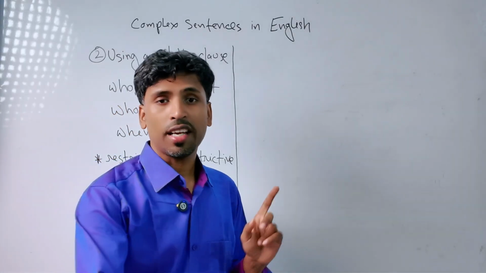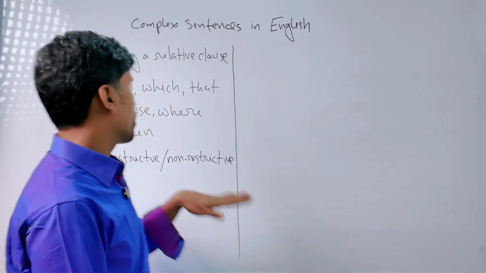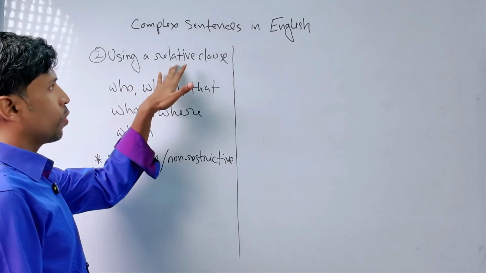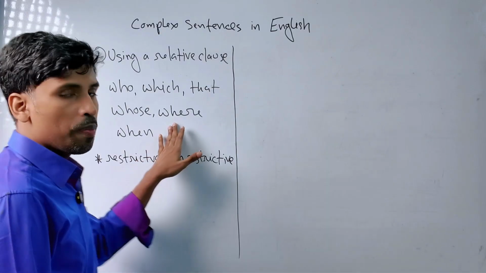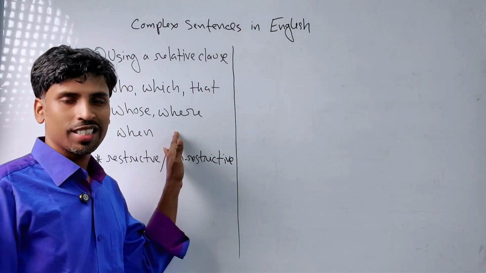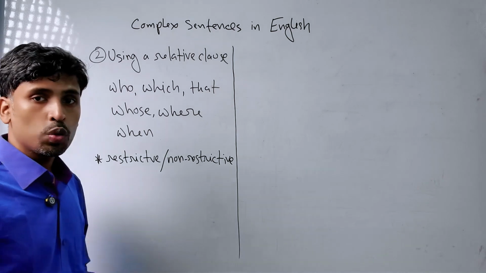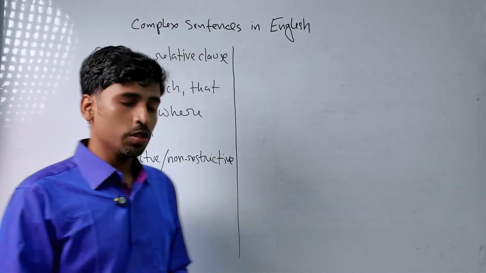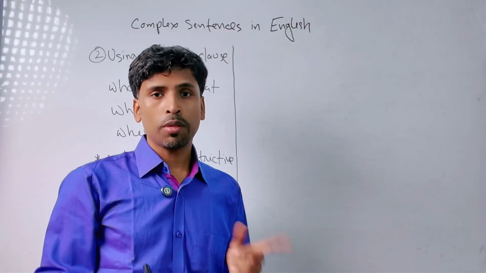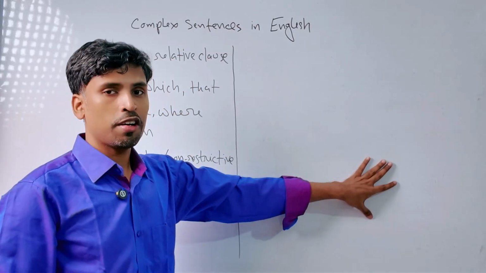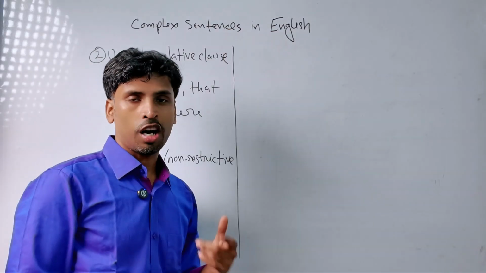Alright guys, the second method of making complex sentences in English is by using what's known as a relative clause. So these are some of the signal words. This is not an exhaustive list. There can be other words in the list. So there are two kinds of relative clauses. One is restrictive and one is non-restrictive. So I'm going to write some example sentences here, and I'm going to explain the terms restrictive and non-restrictive.